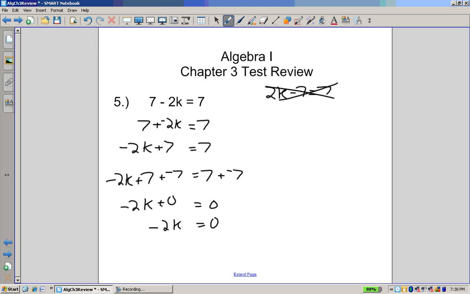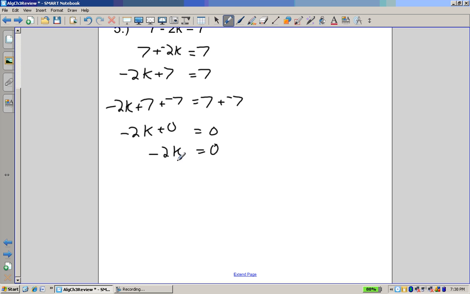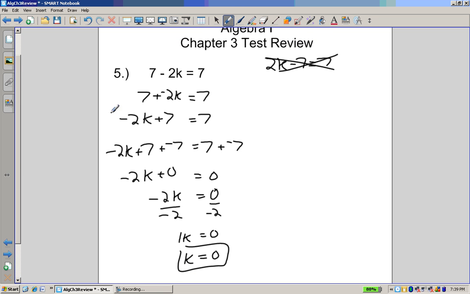Now, don't freak out because you get a 0. 0 is a legitimate number. Happens. Divide through by negative 2. Get 1k equals 0, or just simply k equals 0. And this one should be easy to plug in. 2 times 0 is 0. 7 minus 0 is 7. So that does work very nicely.